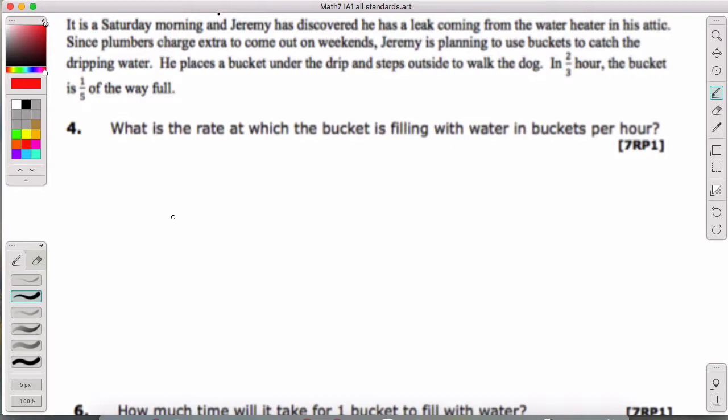It is a Saturday morning, and Jeremy has discovered he has a leak coming from the water heater in his attic. Since plumbers charge extra to come out on weekends, Jeremy is planning to use buckets to catch the dripping water. He places a bucket under the drip and steps outside to walk the dog. In 2/3 of an hour, the bucket is 1/5 of the way full.